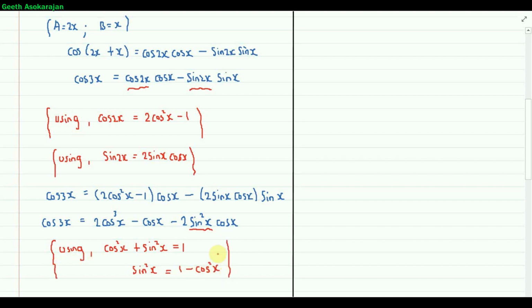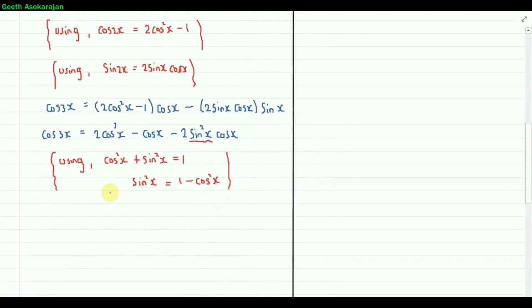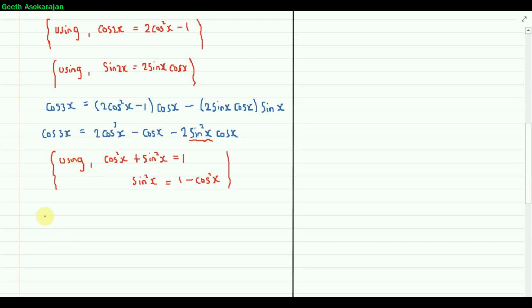So rearrange accordingly. And let's apply this result to this main step here. On the left we have cos 3x. On the right we've got 2 cos cubed x minus the cos x, minus the 2 sine squared x, let's replace by 1 minus cos squared x into the cos x term from here.